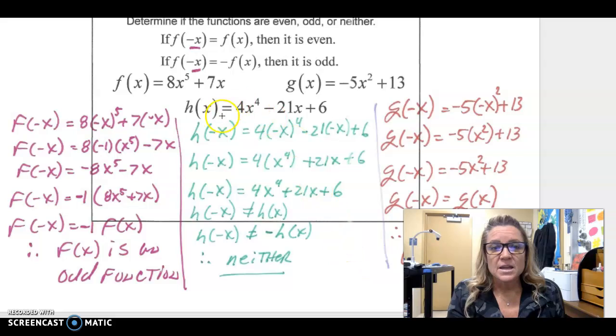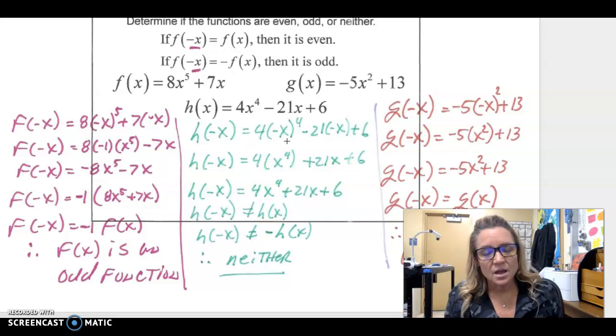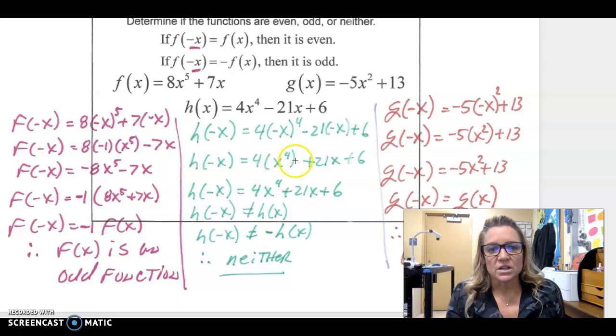Okay. Now let's try the h. So we're going to plug in negative x here and negative x here. Now what happens when you take a negative number to the 4th power? You actually end up with an even or a positive number. So we're going to leave it as x to the 4th. And when you multiply negative 21 times negative x, you get positive 21x. Add the 6.